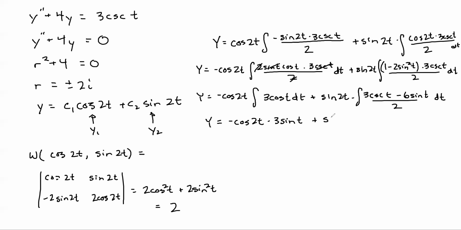And then here we've got sine 2t. Let's split up the 2. So we'll have cosecant t, 3 halves cosecant t minus 3 sine t dt. And then we can integrate there as well. So this is going to become, what are we going to have here?